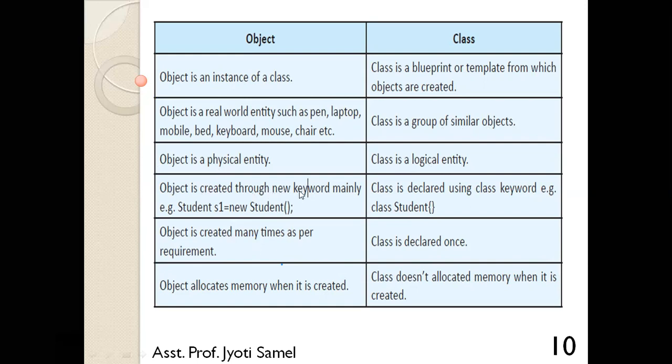An object is created with the help of the new keyword, whereas a class is declared using the class keyword. An object can be created many times as per the requirement. As we said, an object is a factory. A class is declared only once. An object allocates memory when it's created. A class does not allocate any memory when it is created.